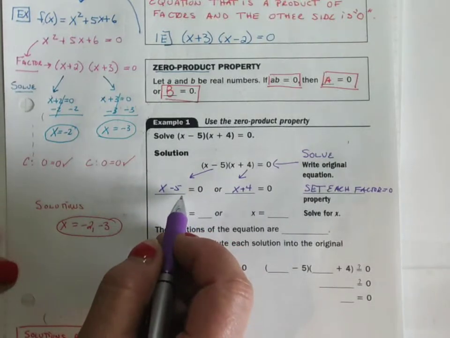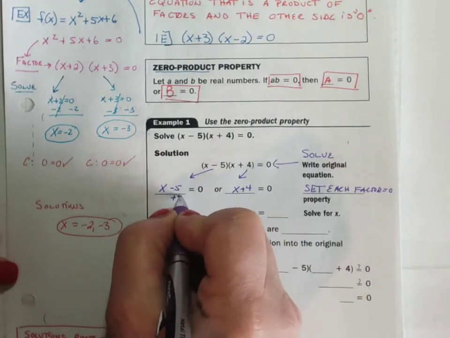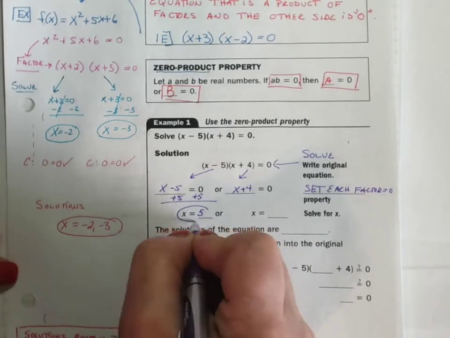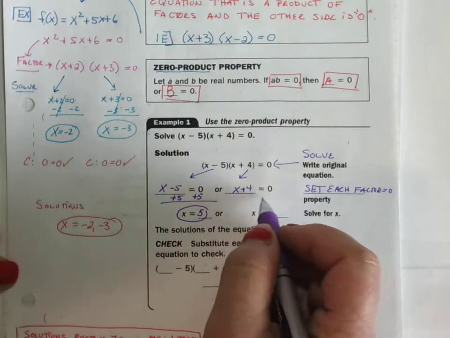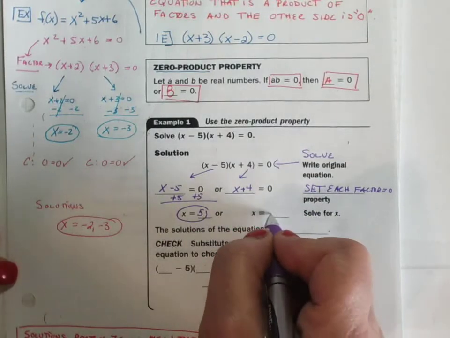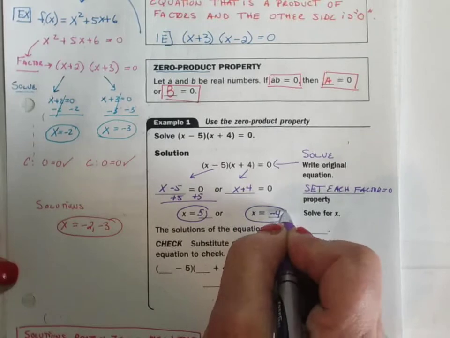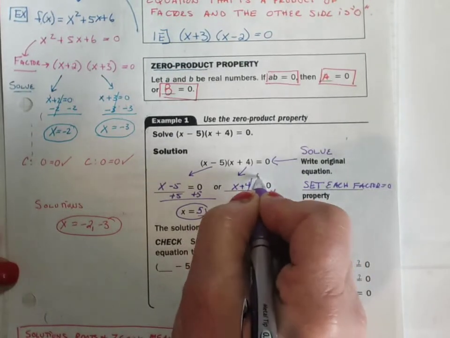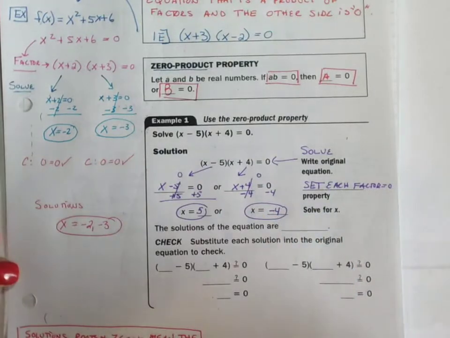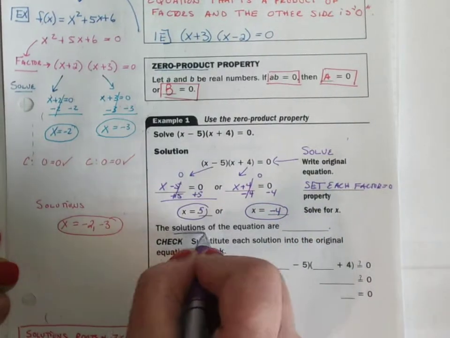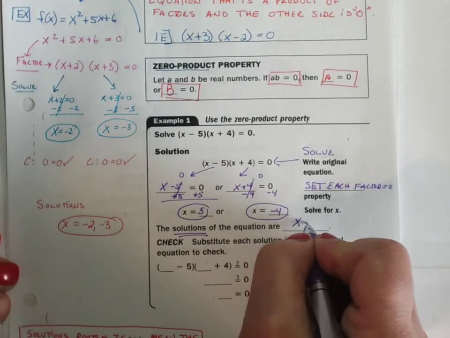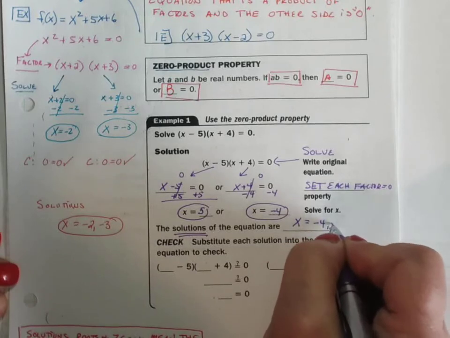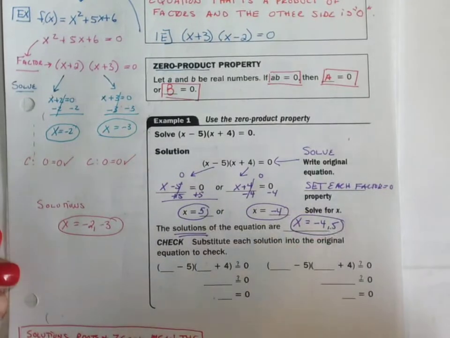Now you can mentally do this, or you can show the work. You add 5. So we get x is equal to 5. You can mentally do this. x is equal to -4. Or you can show that step. You subtract 4 from both sides. Okay. So the solutions are x equals -4 and 5. Those are the solutions.